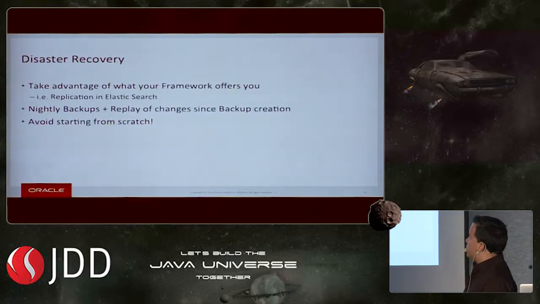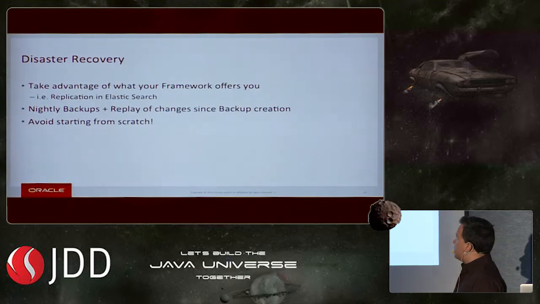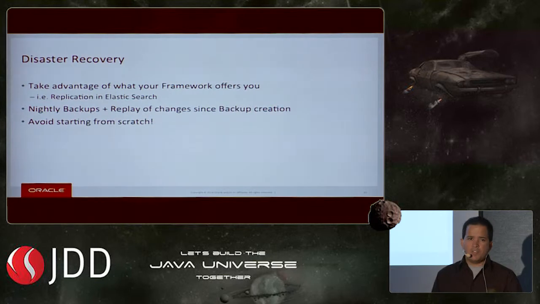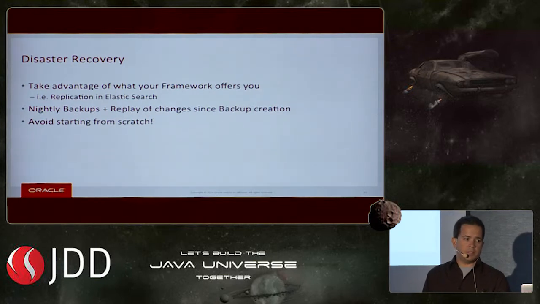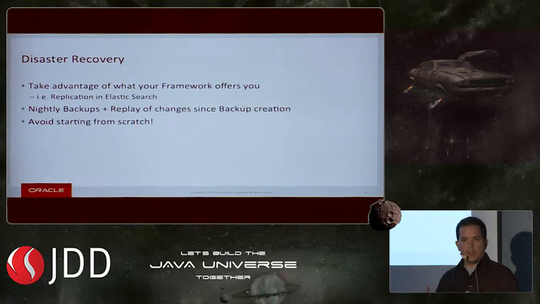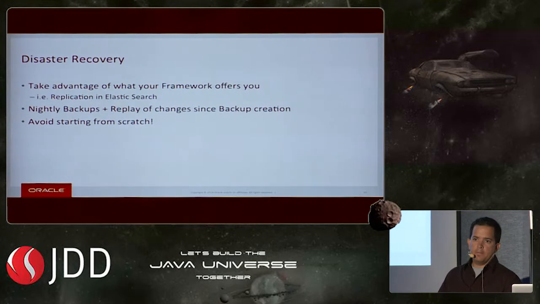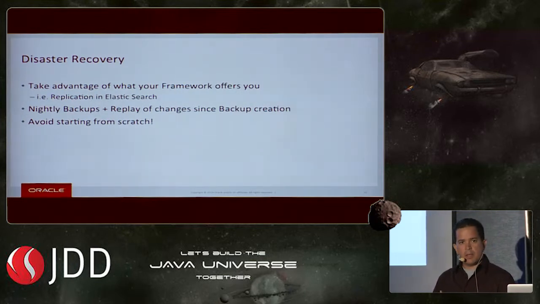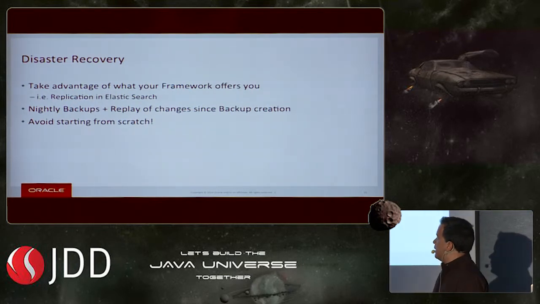All right, disaster recovery. Again, take advantage of your framework, and I guess this is specific to Elasticsearch. It gives you all kinds of goodies right out of the box. It's very powerful. Whenever you're making some of these decisions of how you segment things, if it is Solr, if you go directly to Lucene or Elasticsearch, just keep that in mind. What are the capabilities that you have at hand?